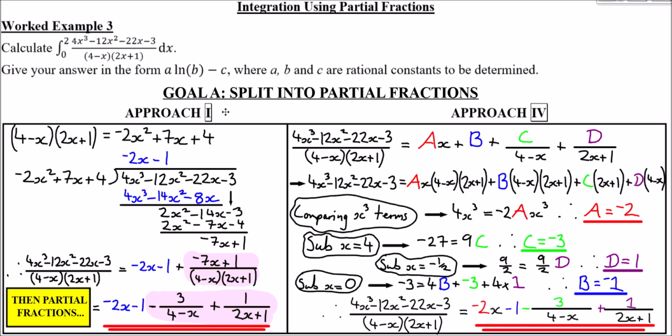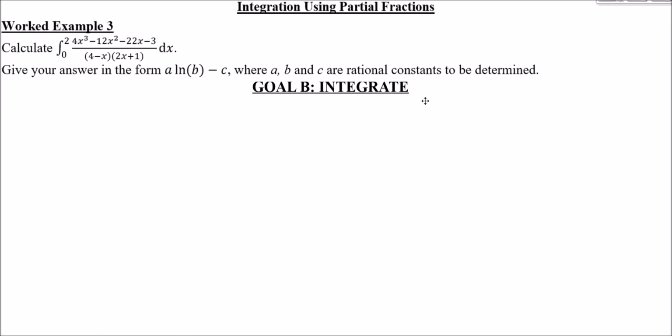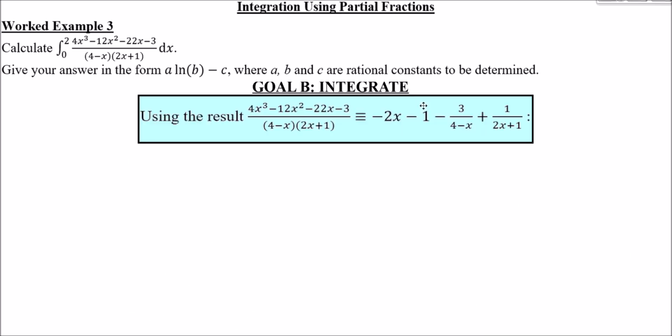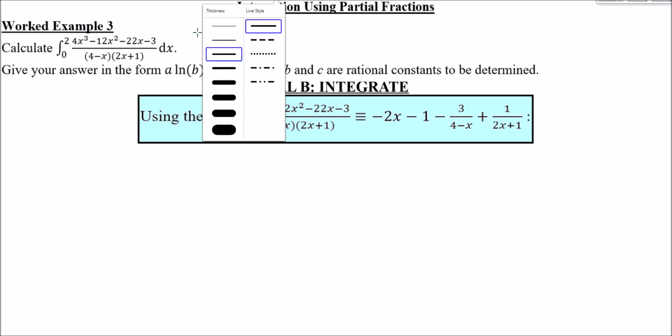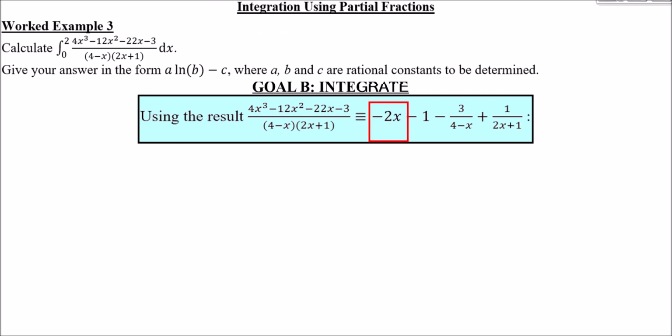So now we've used a suitable approach to get it into this form. I'm hoping you prefer approach 4, to be honest. We can now go for goal B and integrate. So now we're going to integrate it, using this result here, that this thing can be written as this thing. So I'm going to use that result because, to be honest, why wouldn't we? So, using this instead of that means that we can transform this integral.